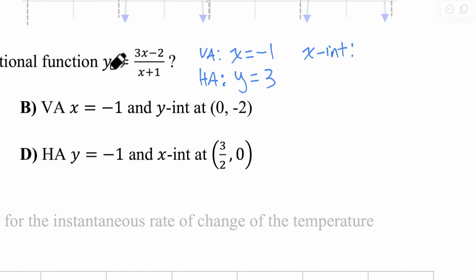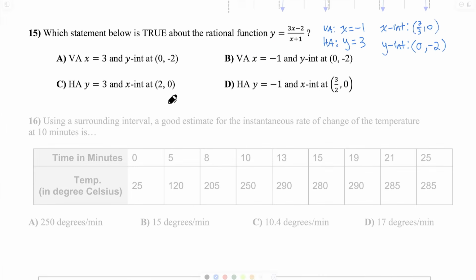X-intercept, I would just set y equal to 0 and solve. If I did that, I would get 2/3. And y-intercept, I would just set x equal to 0 and solve for y. If I did that, I would get -2. So which of these has a correct pair of information? I see that it's B again. Vertical asymptote at x equals -1 and a y-intercept at -2.